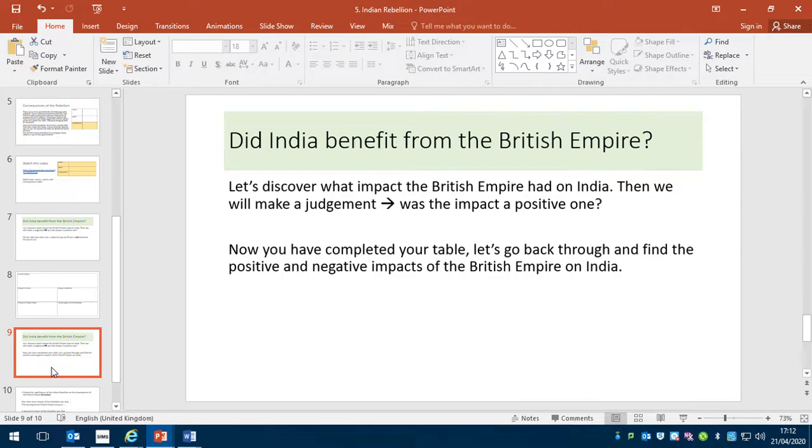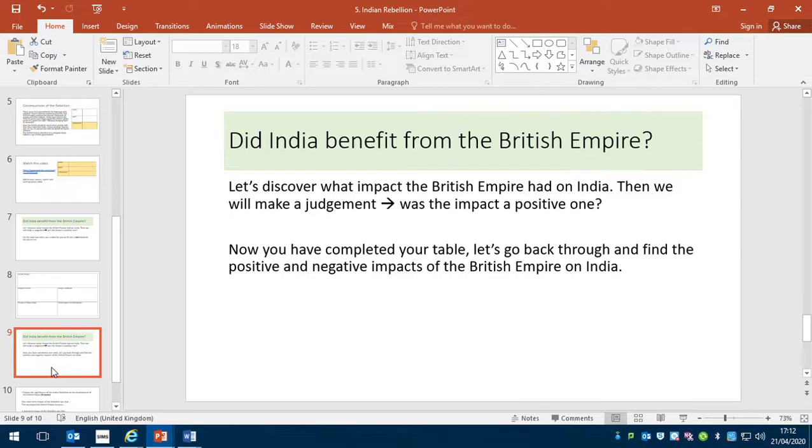Many of those goods made in India were shipped back to Britain, made into something in Britain and then sent back to India as a finished product for the Indians to buy. That meant they were often more expensive because they'd travelled all the way from India to Britain and back again. So the Indians often missed out on that as well, because they weren't able to pay a small amount of money.